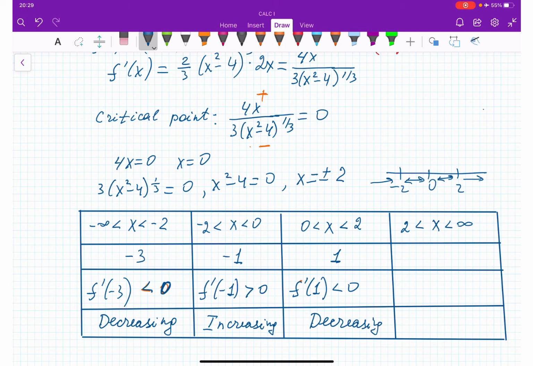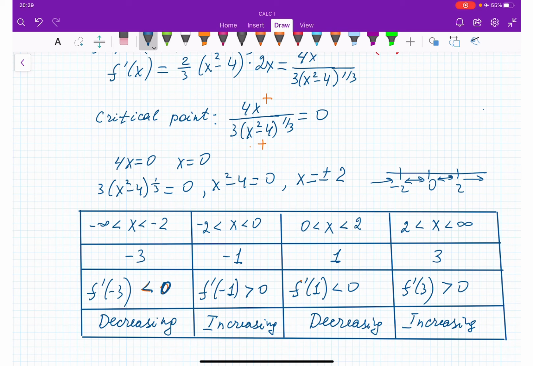And lastly, let's take number 3. Positive 3. Okay, let's see. If I take positive 3, the numerator is going to be positive. Now, if I square it, it's going to be greater than 4, right? So therefore it's going to be positive here also. Therefore, we are going to have greater than 0 and increasing. Okay, and there we go.